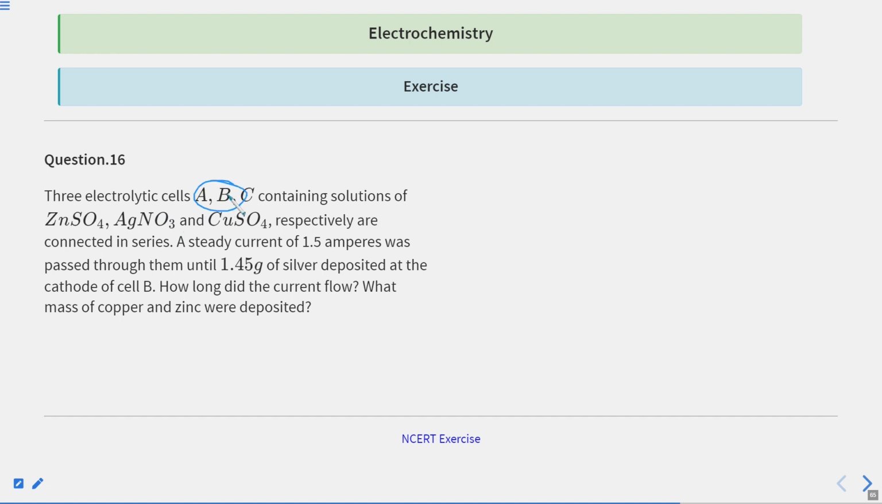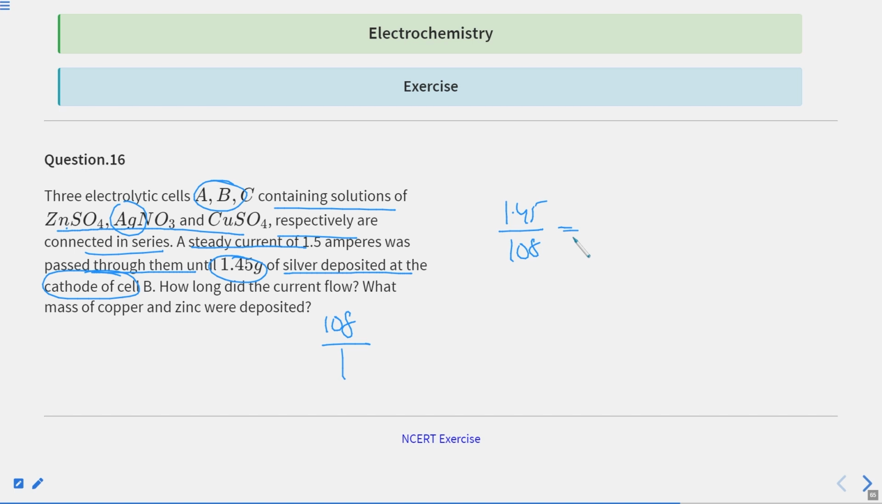Three electrolytic cells A, B, C containing solutions of this, this, and this respectively are connected in series. A steady current of 1.5 ampere was passed through until 1.45 gram of silver deposited at the cathode. The mass is given here, right? W is given, and we can calculate silver's Z, very easy. 108 Ag is in plus 1, so 108 by 1. This mass is given as 1.45.